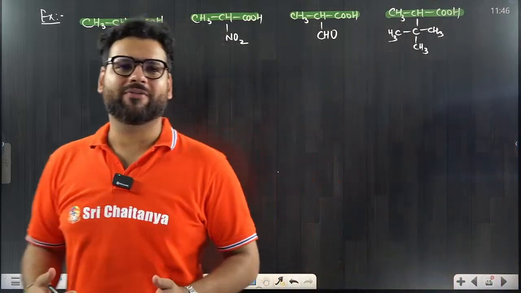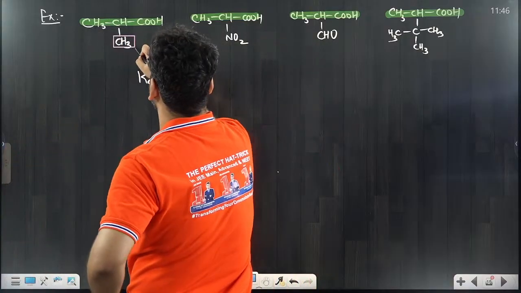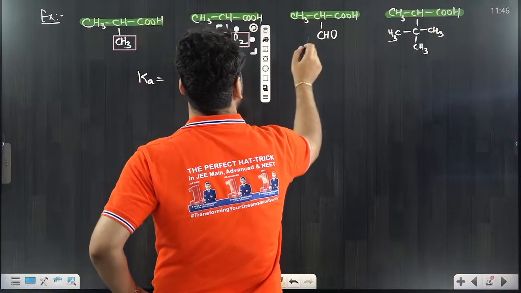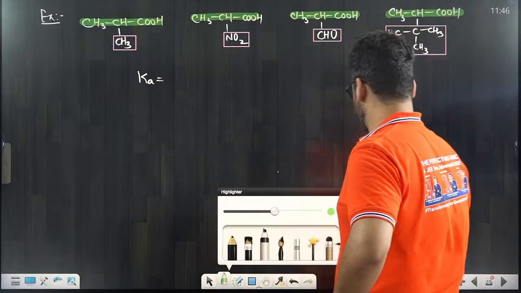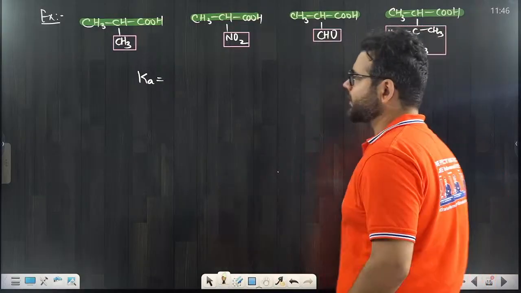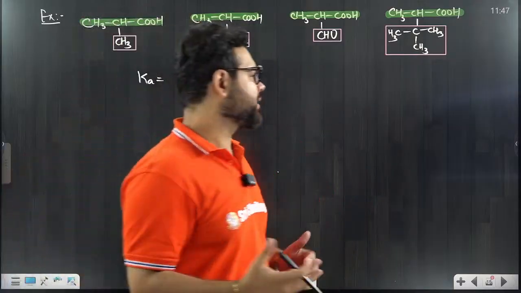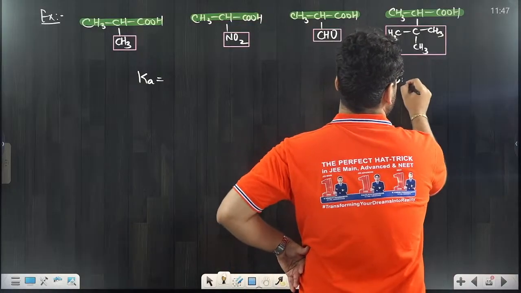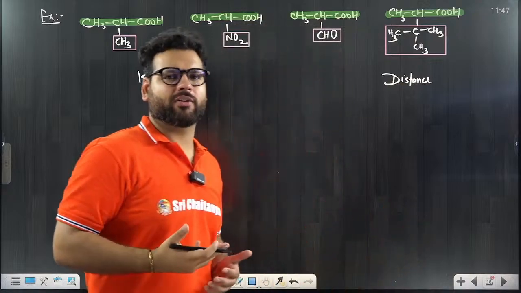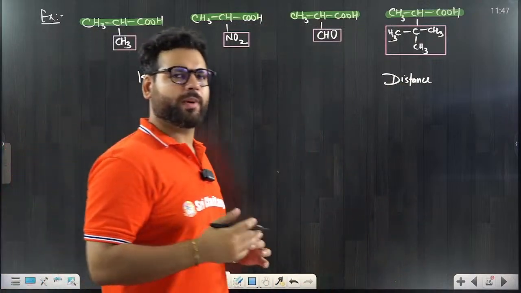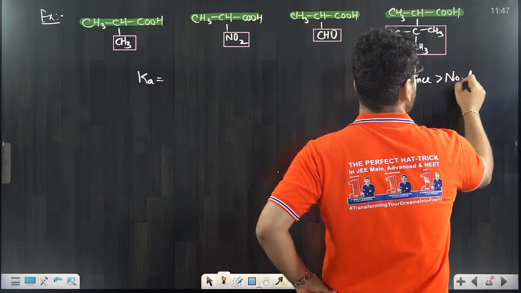What is different now? What is different is these groups. Here it's a methyl, here it's a NO2, here it's a CHO, here it's a tertiary butyl group. Now when you are following the inductive effect, always we will follow a rule called the DNP rule: distance, number, power. Distance: first check distance. The nearer the group, the better the inductive effect. Then number of groups.